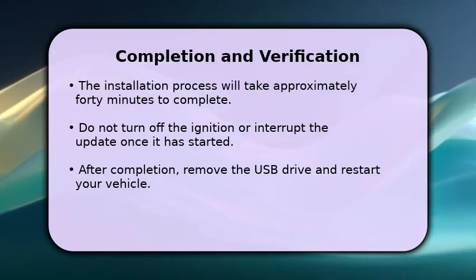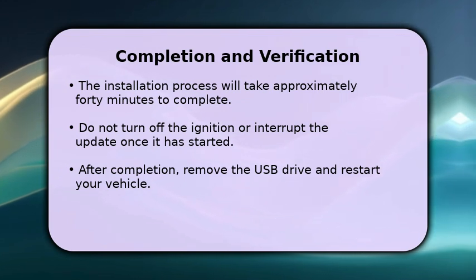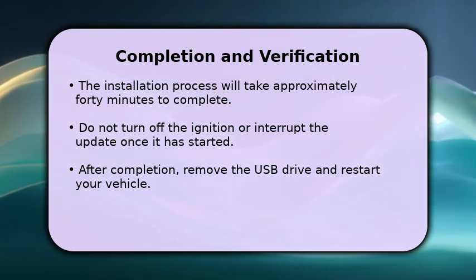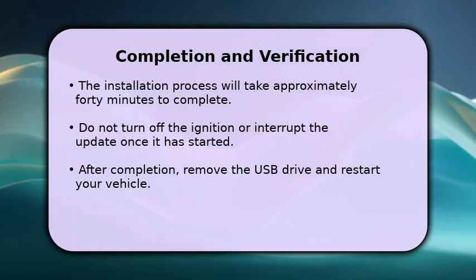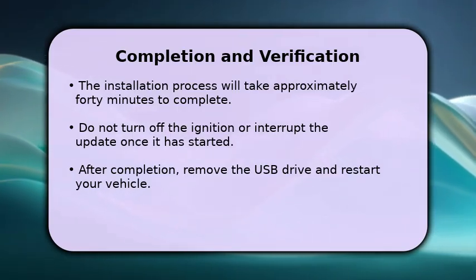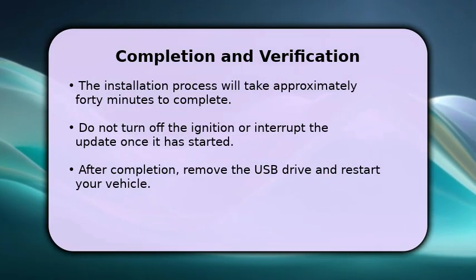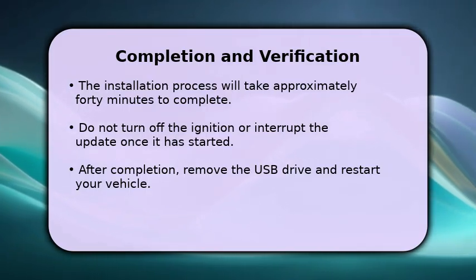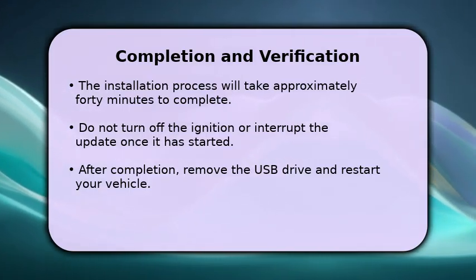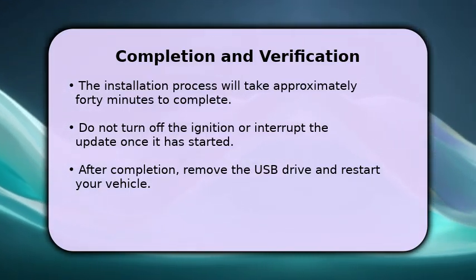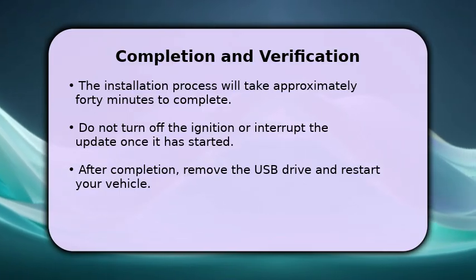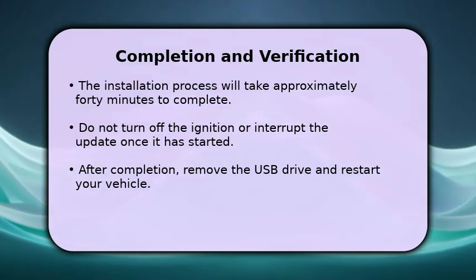It is critical not to turn off the ignition or interrupt the update once it has begun, as this could cause issues. The system will display a progress bar. Once the update is complete, remove the USB drive and restart your vehicle. Finally, navigate back to your infotainment system settings menu to verify that the new software version has been successfully installed.